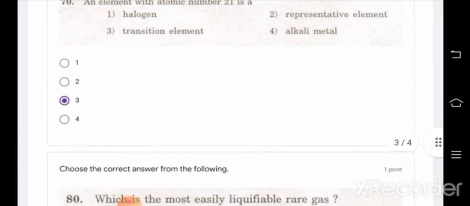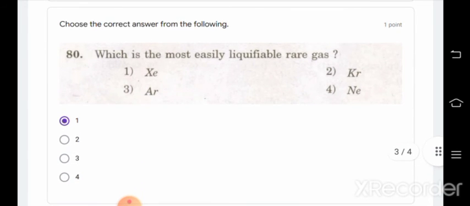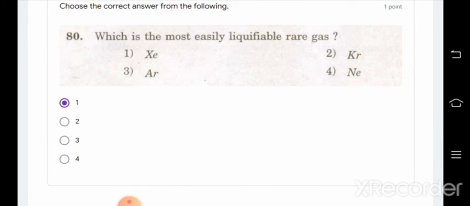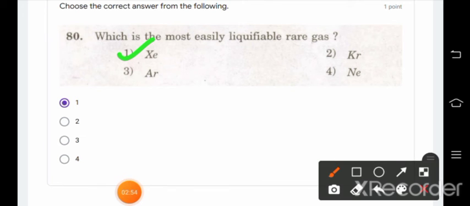The next question is: which is the most easily liquefiable rare gas? This is also a question asked on the inert gases. Here the answer is xenon. Xenon is the right answer to this question. The reason is that the interatomic interactions increase with increasing atomic number, and hence xenon is the most easily liquefiable rare gas. There are 6 rare gas elements here.